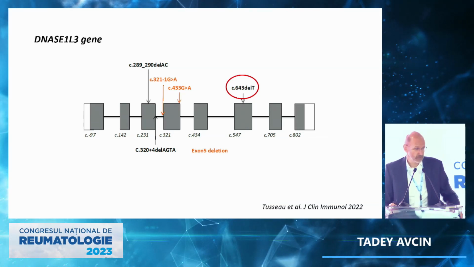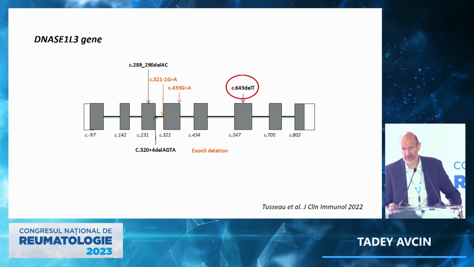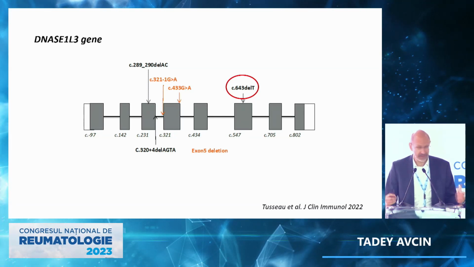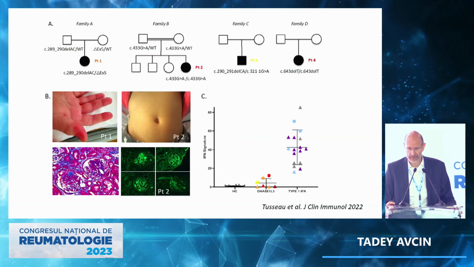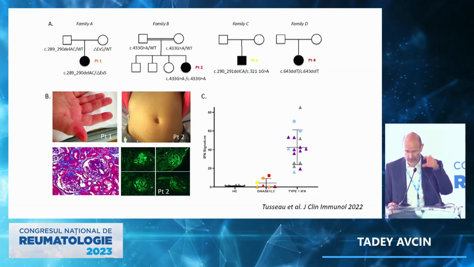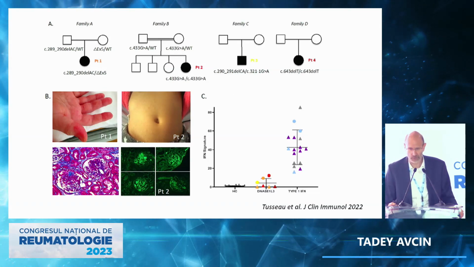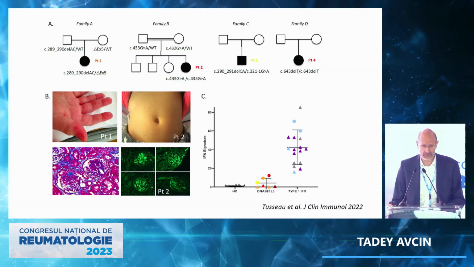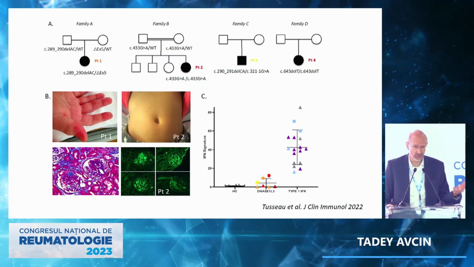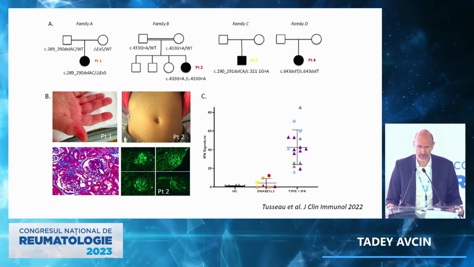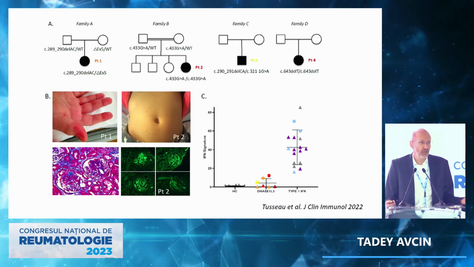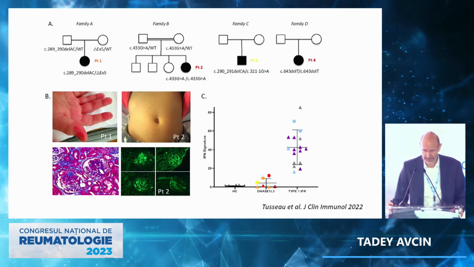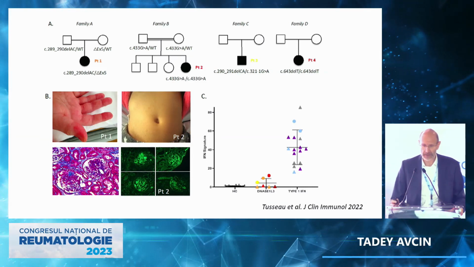Together with colleagues from Lyon, Alex Belot's group, we combined our cases with DNase 1L3. Three of our patients are included in this cohort, and you can see on this slide that these patients can develop urticarial rash, a polymorphous rash associated with systemic inflammation. They can develop full house lupus nephritis with immune complex deposition. You can see also crescent formation here.